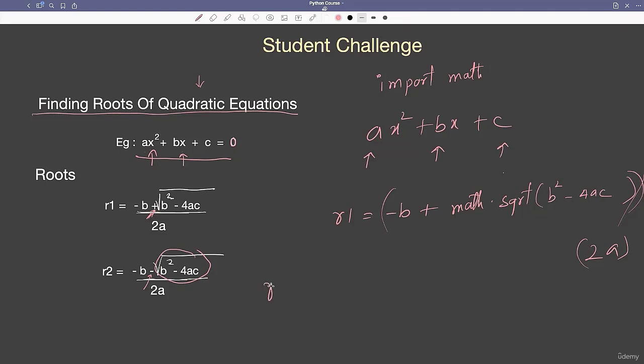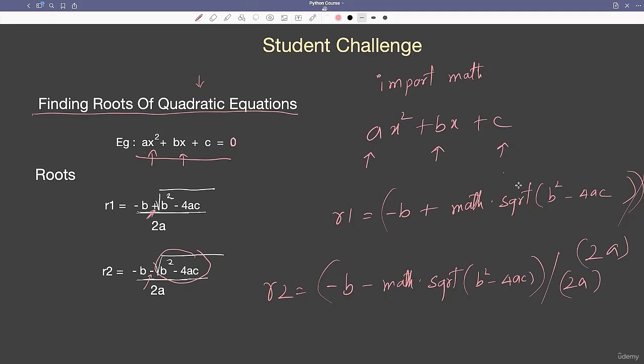Alright. So in the same way, the second root you can find out: minus b minus math dot sqrt of b square minus 4ac. This entire thing is divided by 2 into a, so that should be in bracket. So write down the program by yourself. You have to take 3 inputs and use these 2 formulas.